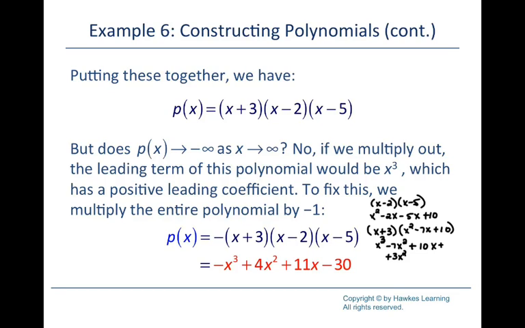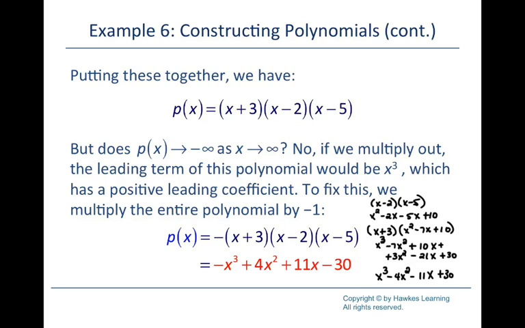Okay, minus 21x. 7 times 3 is 21. And then plus 30. Okay? So when we have all three of these, I'll have x cubed minus 4x squared minus 11x plus 30.